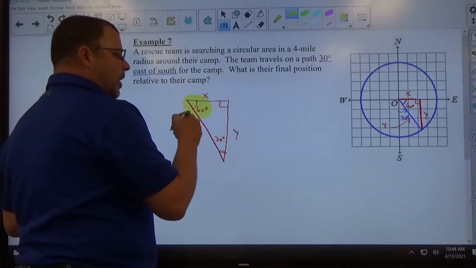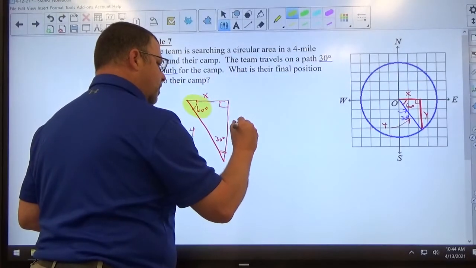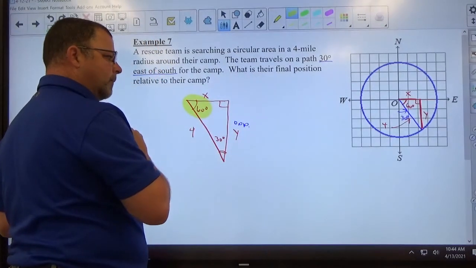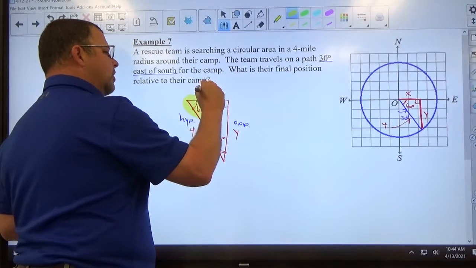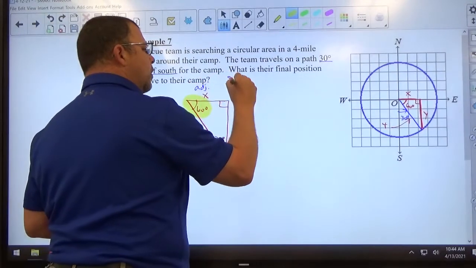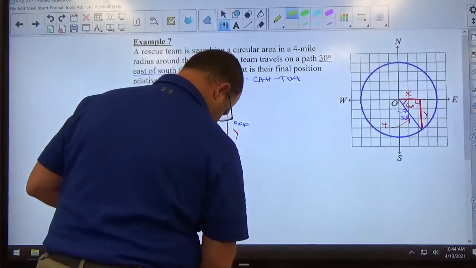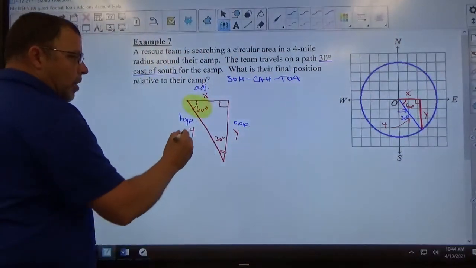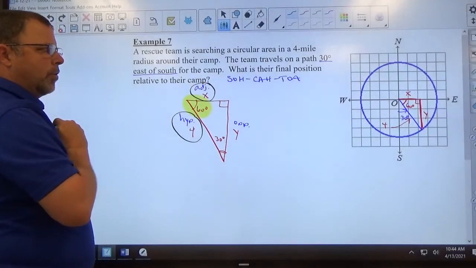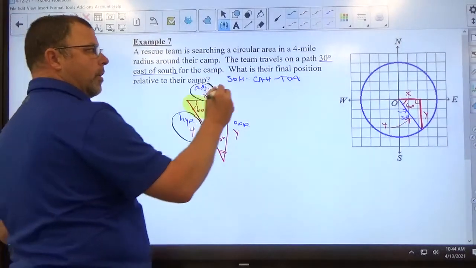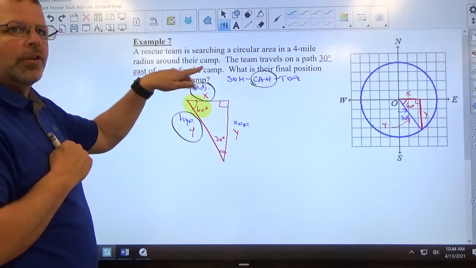If we're picking the 60-degree angle, which side's opposite 60? Y. Y is opposite 60. Which side is the hypotenuse? 4. 4 is the hypotenuse, which means x must be the adjacent side. We're using SOHCAHTOA. All right. I know the hypotenuse. I want to know the adjacent, so which trig function would I use? Cosine, right? I know the hypotenuse, want to know the adjacent, so I'm going to use cosine.